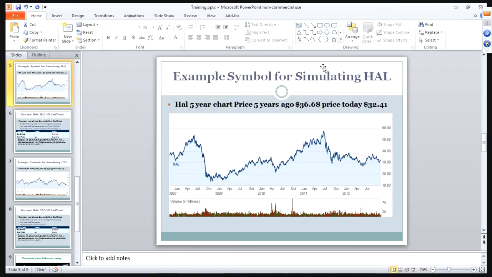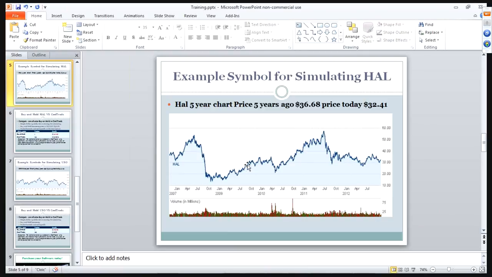Then I did another one for you. This is Halliburton. A lot of folks like to trade this particular stock. It's an oil services company. They're involved in everything. It's a lot of volume. A lot of people trade it. So Halliburton, 5-year chart. 5 years ago, the price was $36.68, and the price today is $32.41.